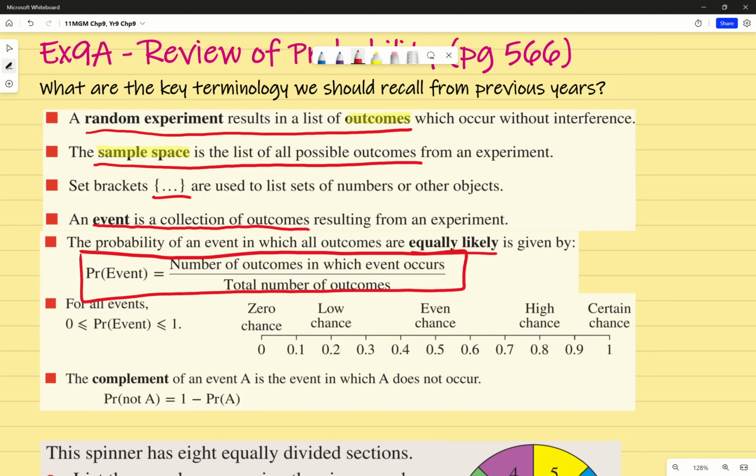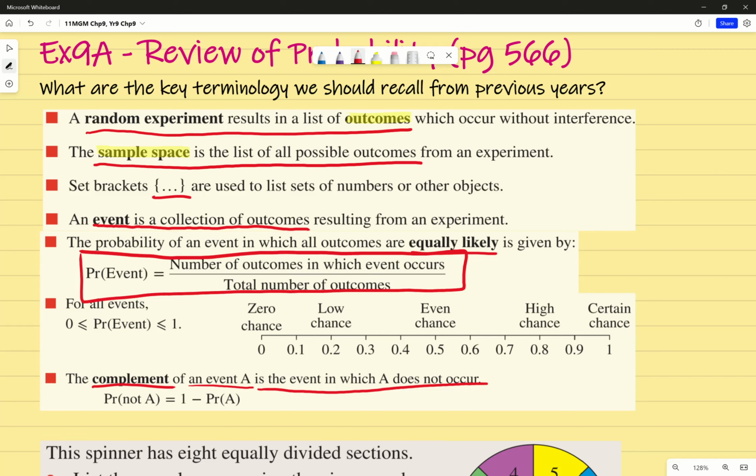Last thing I need you to write down for this component is this term right here, complement. So complement is the event in which A does not occur. I should probably write "of an event A" as well. So the complement of event A is the event in which A does not occur. This is a term that you've learned in previous years. Judging by the blank stares, that's a no. Complement just means opposite. Really just means opposite.